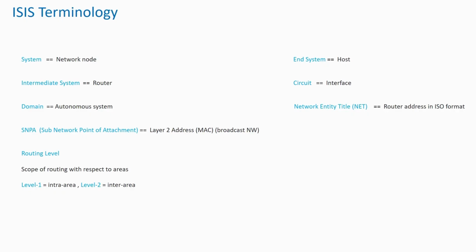ISIS also defines a concept of routing level, which means the scope of routing with respect to areas. Level 1 refers to intra-area routing, while Level 2 refers to inter-area routing.